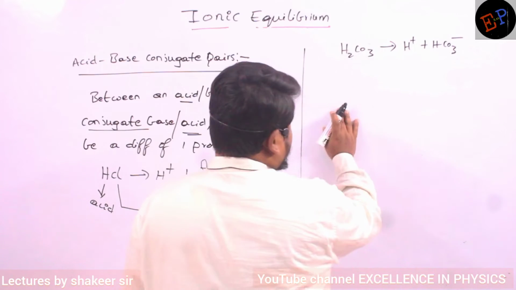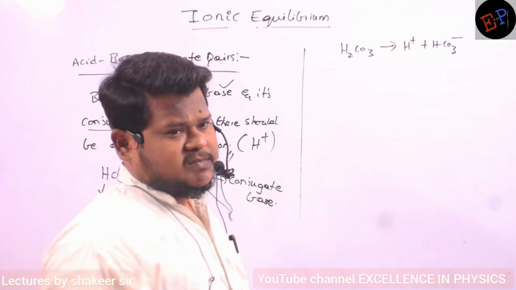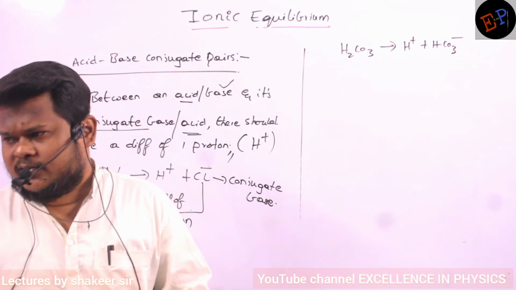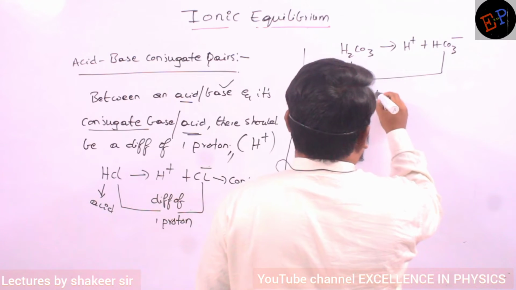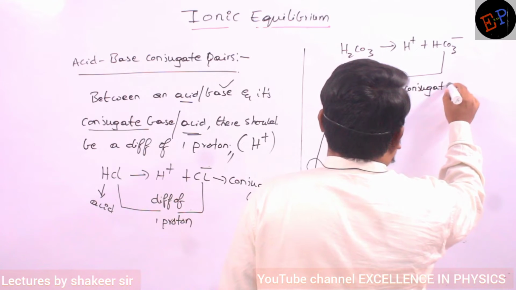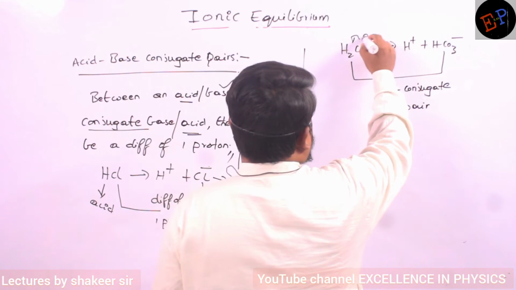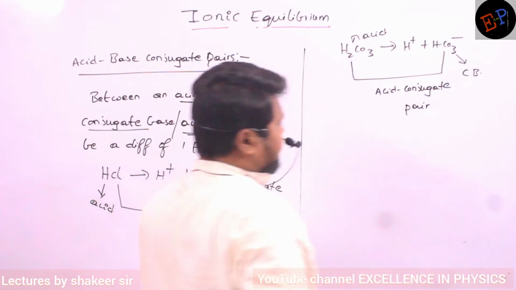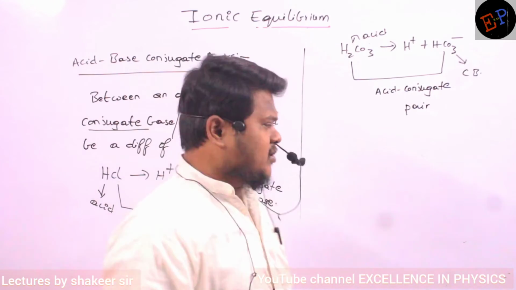Now if this is an acid, then can you say, will it have a conjugate base or not? Definitely it will have a conjugate base. Why? Because there is a difference of one proton. Are you able to understand? So therefore, these two, I can call an acid conjugate base pair. So this is the acid, and what is this one? This is the conjugate base. Is it clear? Because again there is a difference of one proton.